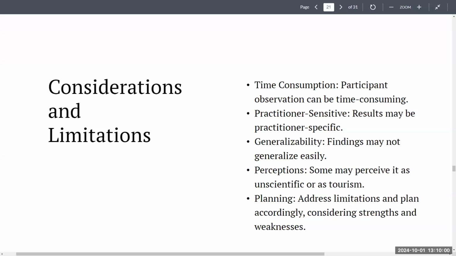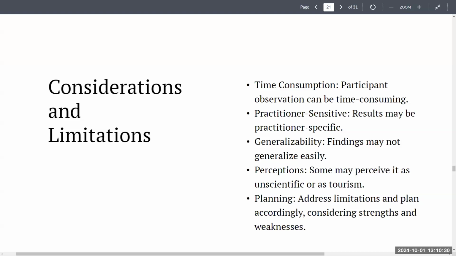Clear? All right. So some of the limitations, it's time consuming. It is practitioner sensitive, so findings can be dependent on the observer's perspective. And so if you place two different people in this classroom trying to understand the dynamic between student-teacher relationships, each person might explain it a little bit differently. Does that make sense? Okay. Why? Because each person is observing from their perspective. And so those are some of the limitations.